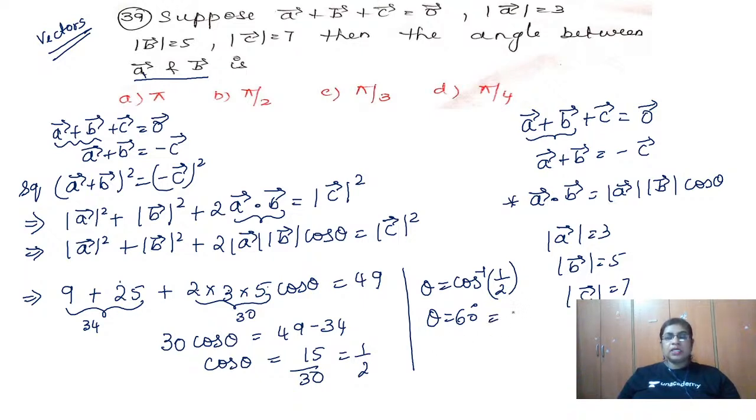So what is the radian measure? 60 means, always remember, 3 will come. 30 means 6 will come. So it is pi by 3. Which option? It is option C. Is that clear? Yes? Okay, we move on to the next question.